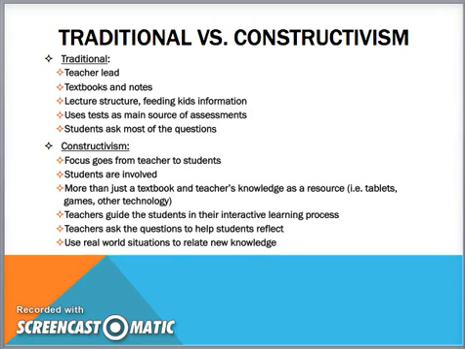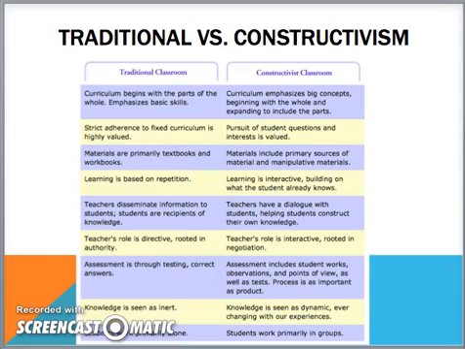Constructivism focus goes from teacher to students. Students are involved, with more than just a textbook and the teacher's knowledge as a resource, so tablets, games, computers, and other technology. Teachers guide the students through their interactive learning process. Teachers ask the questions to help students reflect, and you use real-world situations to relate the knowledge. Here is just a quick little graph showing the difference between a traditional classroom and a constructivist classroom.